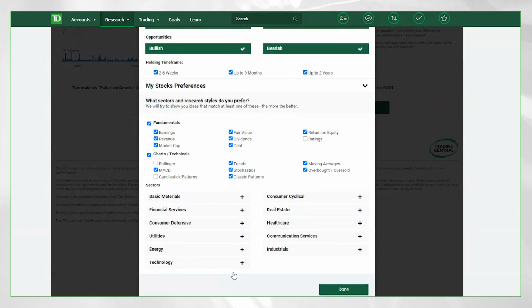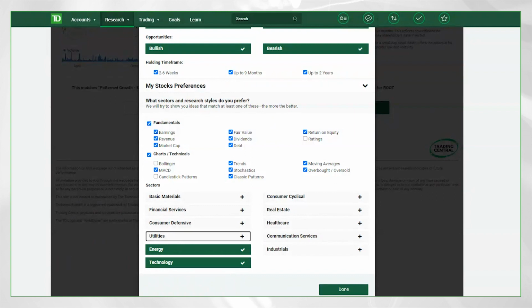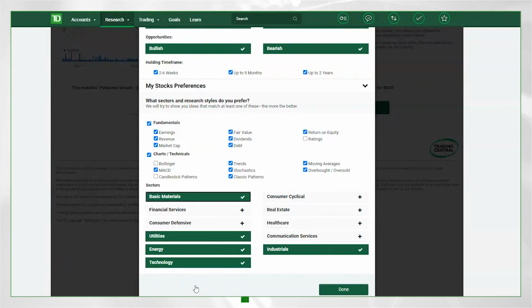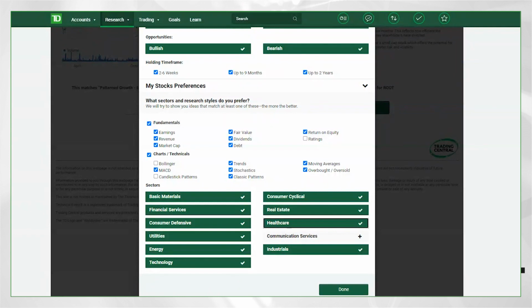And then you can also jump into sectors, right? So we know energy is pretty hot. Maybe technology might rebound. Who knows? I'm just making these up. I'm going to select a bunch. Well, actually, you know what? I'm just going to select them all. I think you get the point. We can select wherever we want to customize to you.